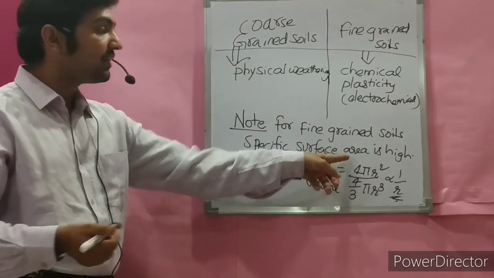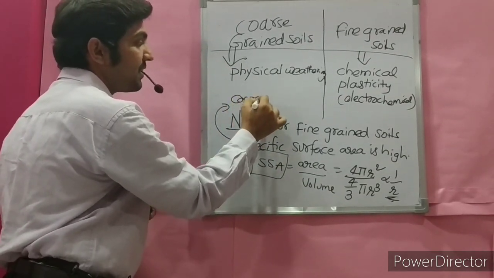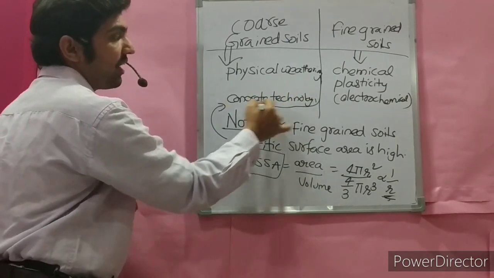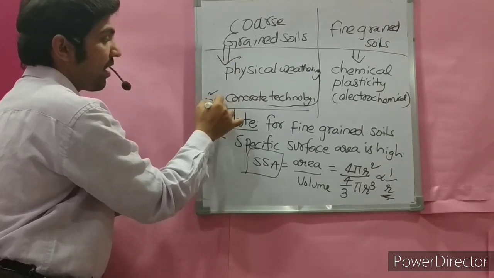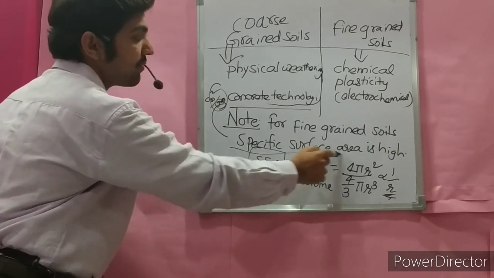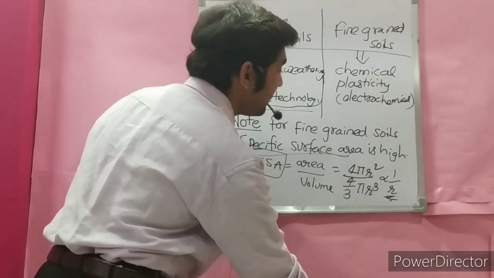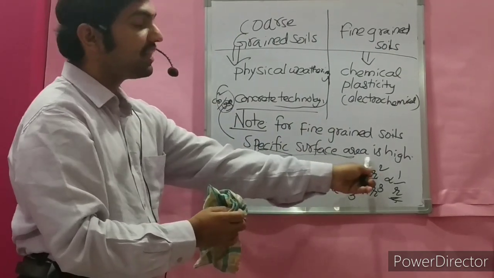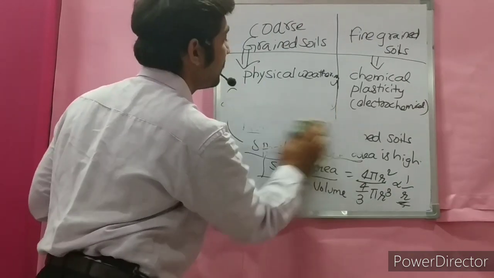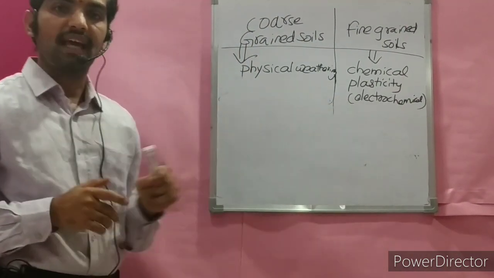Also the specific surface area finds its application in the concrete technology subject. There we find the specific surface of the cement, and we express it in centimeter square per gram. Note that in concrete technology this term, specific surface area, is also used. So this is about fine grained soils. They have very high specific surface area due to the smaller size of the particles. This point is to be noted in case of fine grained soils. Fine grained soils also exhibit plasticity characters.